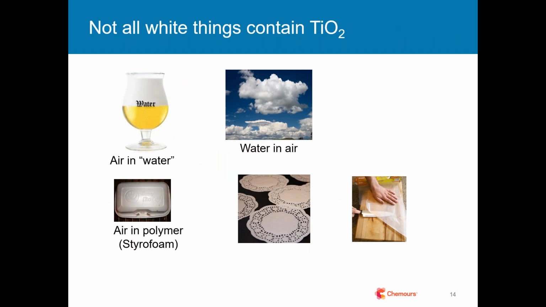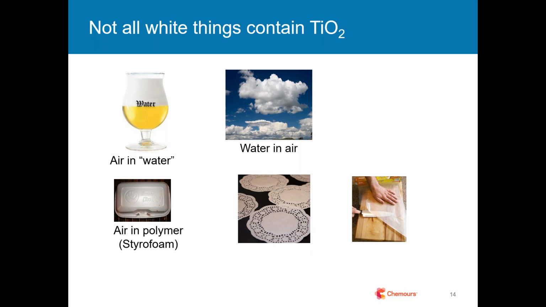So far, that's about the fundamentals of light scattering. We explained why titanium dioxide is important and how it works. But of course, not all white things contain titanium dioxide. And you see here a few examples where there is no titanium dioxide involved. Nevertheless, these systems are white. So for example, we have what we call air in water, or air in beer, the foam. It's pretty clear that this is 100% white, but without titanium dioxide. Also, the clouds in the sky, no titanium dioxide involved. It's just small water particles.